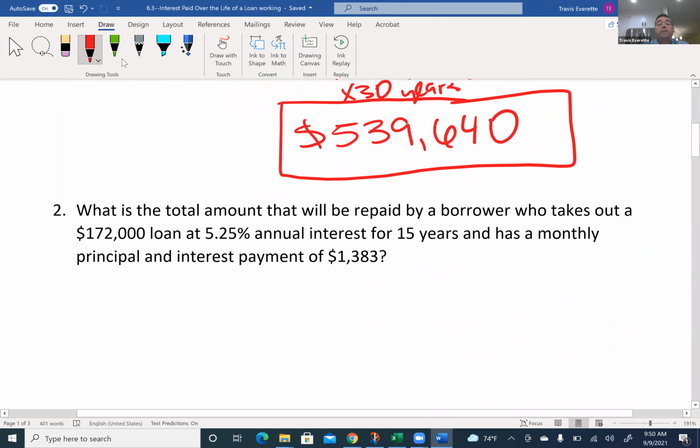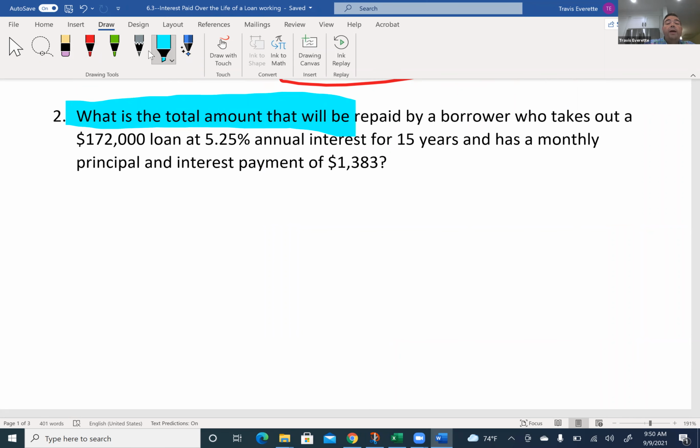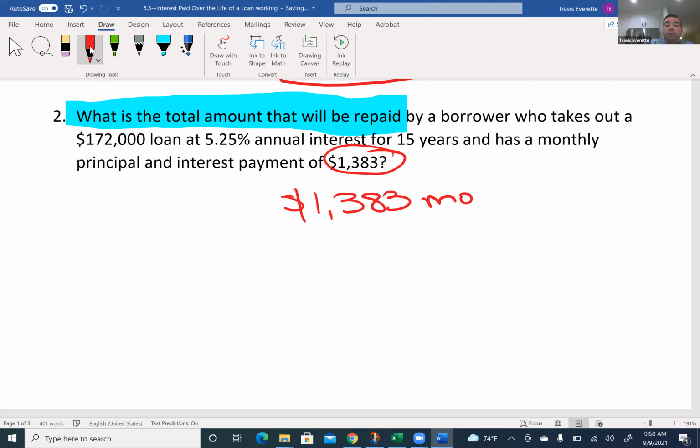All right. Number 2 says, what's the total amount that will be repaid by a borrower who takes out a $172,000 loan at 5.25% annual interest for 15 years and has monthly principal and interest payments of $1,383? So again, what is the total amount that will be repaid? Okay. Well, a good starting point for repayment is how much we're repaying monthly. So let's write that number down, $1,383 monthly.